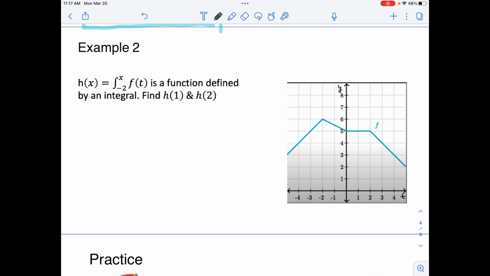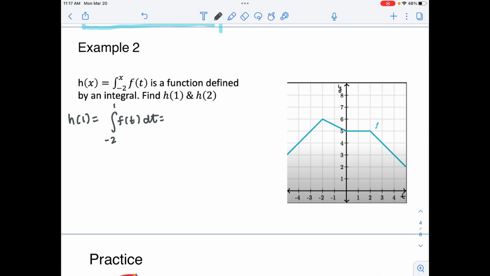So example 2 says h of x equals the integral from -2 to x of f of t dt is a function defined by an integral. Find h of 1 and h of 2. So feel free to try this on your own and pause this, but if I'm trying to find h of 1, I'm going to take this integral, and anywhere I see an x, I'm going to replace it with 1.